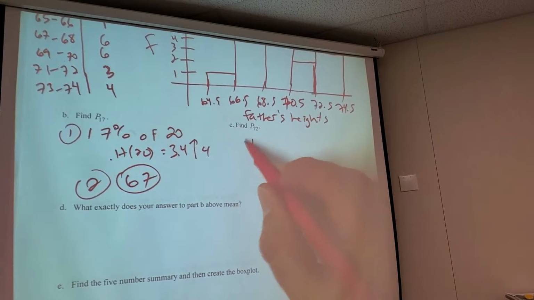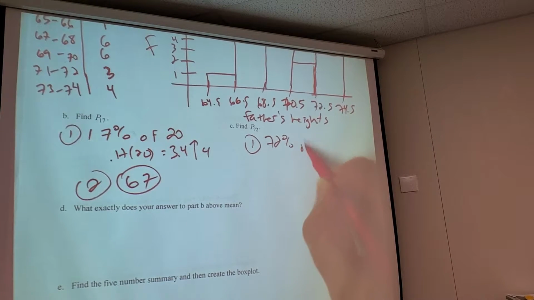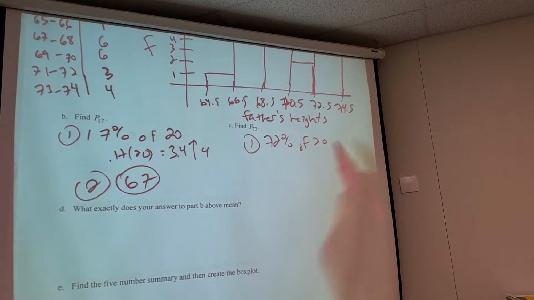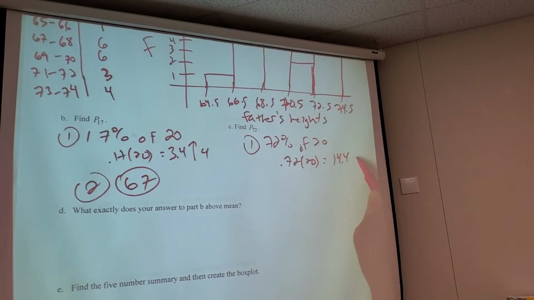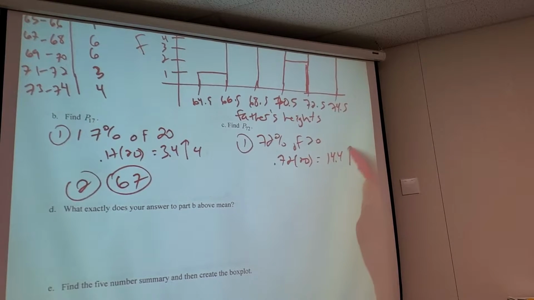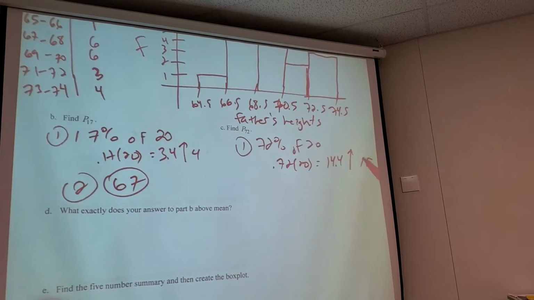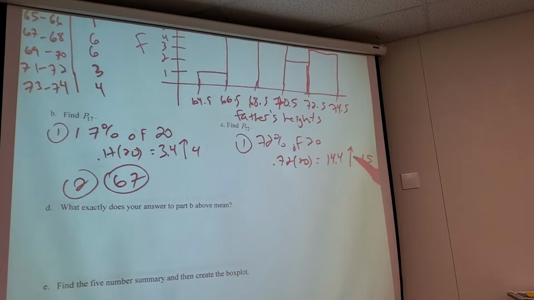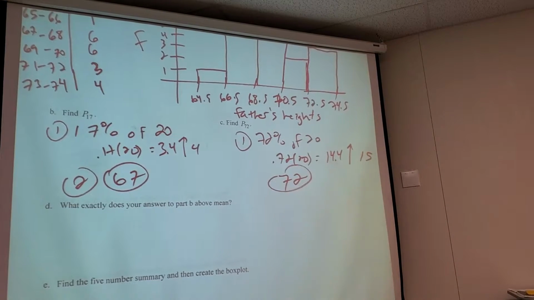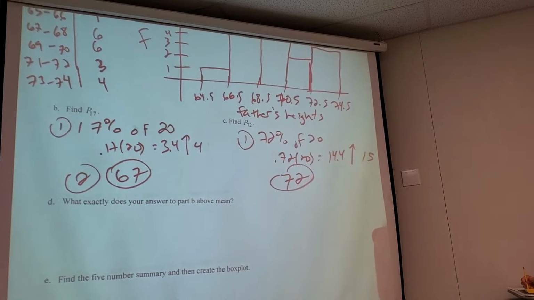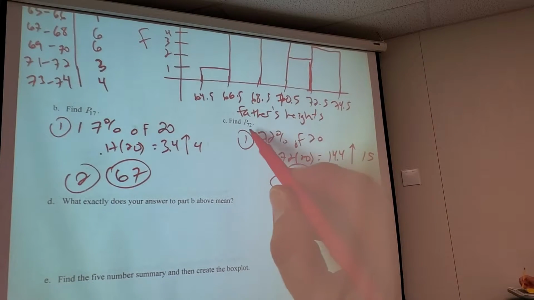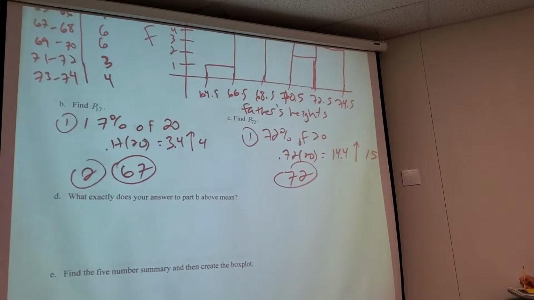P72, so I take 72% of 20, which is what? 14.4, so I round it up to 15. What's the 15th number? 72, and then 8. That's just a quirky coincidence. It's a coincidence, 72, it's just the way the numbers work. Okay.